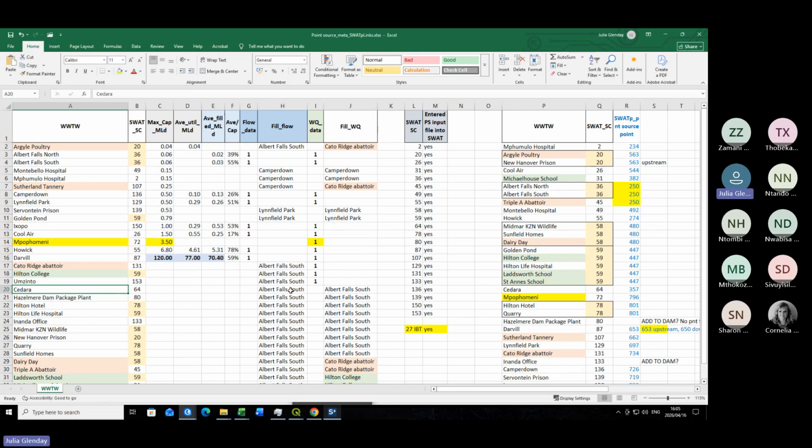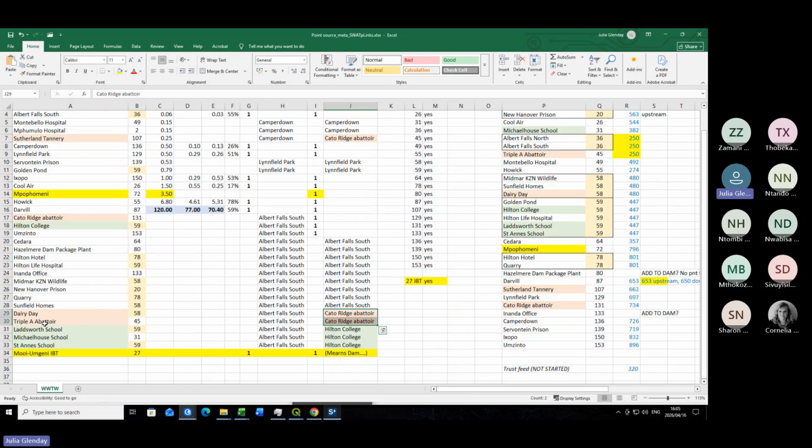Because, as you can see, my assumption here is that these are all pretty small, and so I thought Albert Falls South is a small one. So I just used that flow rate and that water quality, and for ones that I thought were abattoirs, there was some water quality from Cato Ridge Abattoir. So I said abattoir ones have abattoir-type water quality, and school ones had Hilton College type, because there was a bit of water quality data, but no flow for Hilton College.